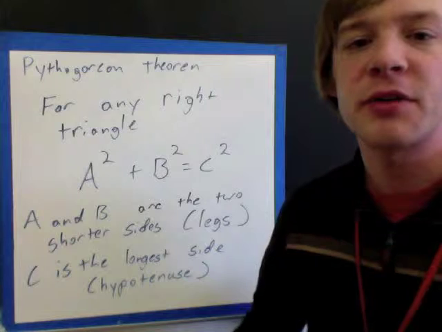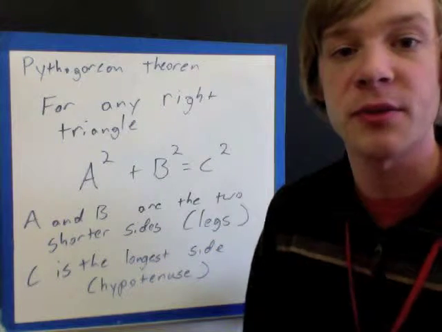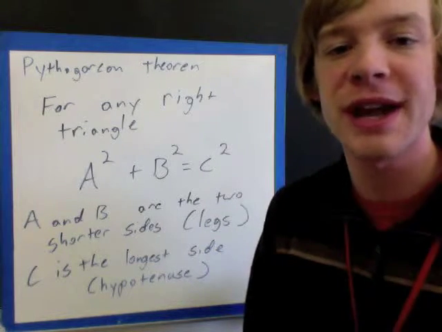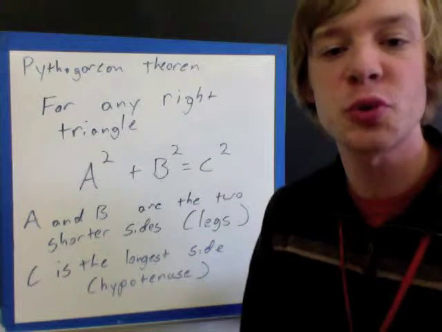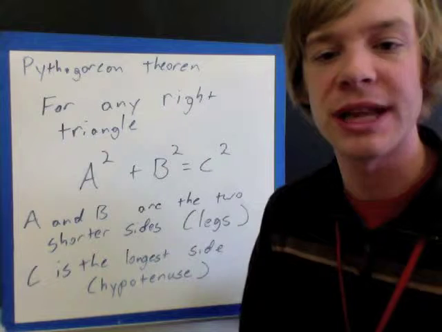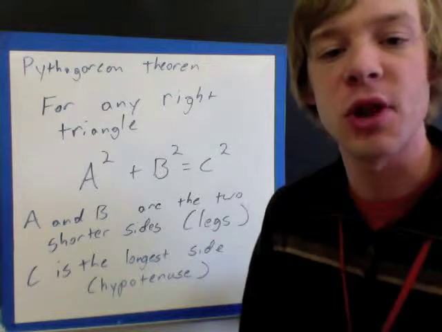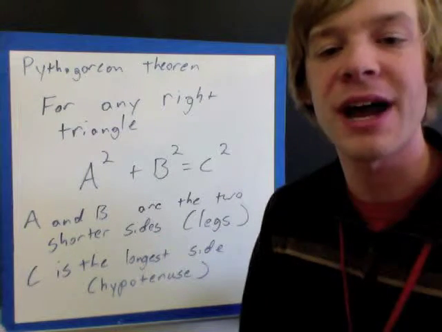So the Pythagorean Theorem is for any right triangle. And with any right triangle, we can use the formula a squared plus b squared equals c squared, where a and b are the two shorter sides of the triangle, also called legs, and c is the longest side of the triangle, called the hypotenuse.